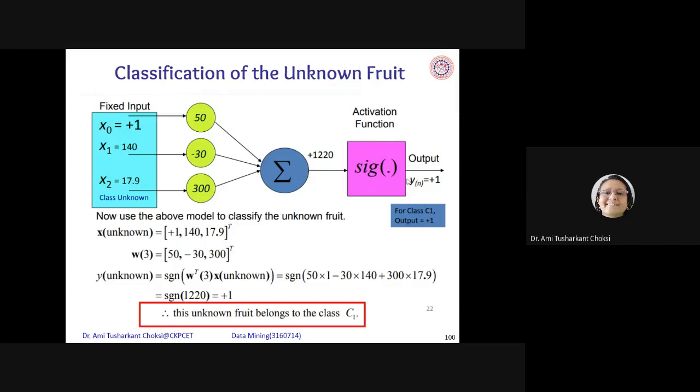Fine. Now use the above model. Which model? This neural network model, right? This model is used to classify the unknown fruit. So for that we can say x unknown is equal to plus 1, the fixed input.